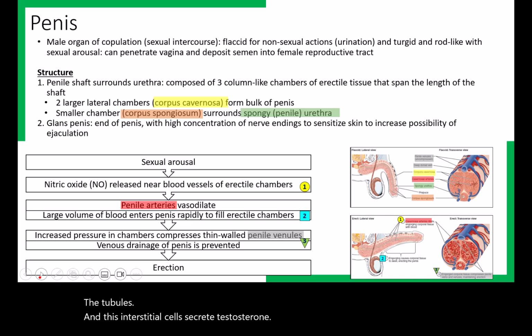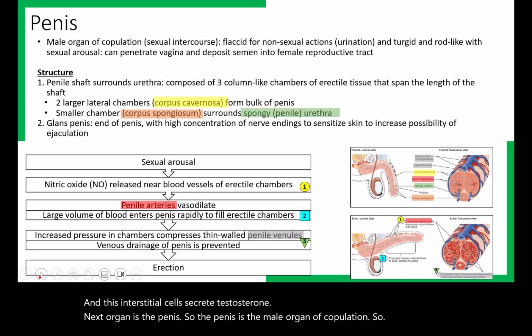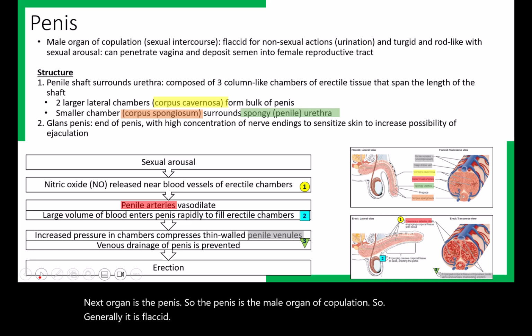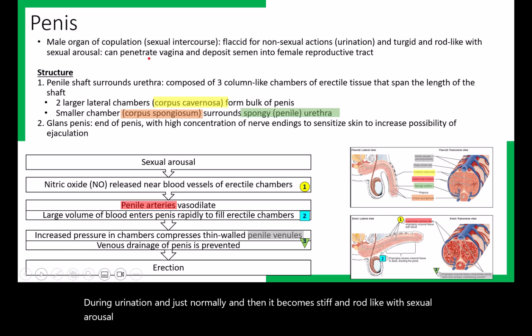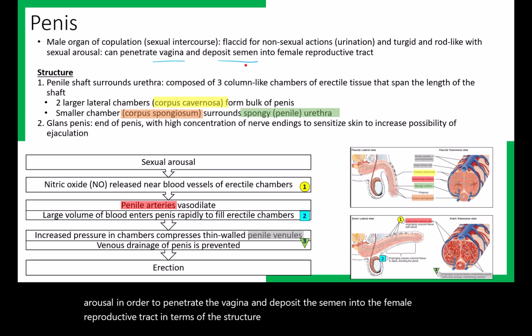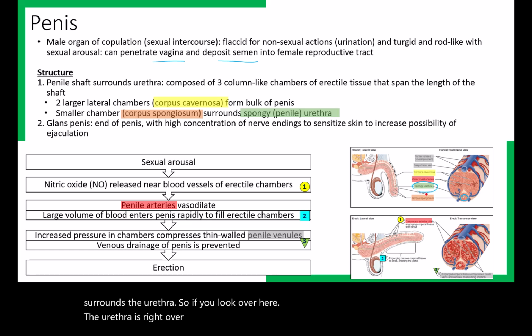Next organ is the penis. The penis is the male organ of copulation. Generally it is flaccid during urination and normally, and then it becomes stiff and rod-like with sexual arousal in order to penetrate the vagina and deposit the semen into the female reproductive tract. In terms of the structure, you've got the penile shaft, which surrounds the urethra. If you look over here, the urethra is highlighted in green.